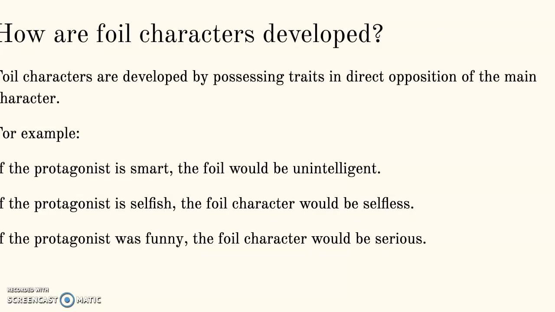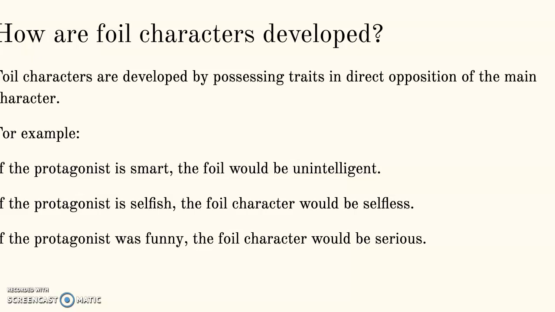So how do we develop foil characters as a writer? Well, foil characters are developed by possessing traits that are in direct opposition of the main character. So, in other words, we think about what is the essence of the main character and their motivation, their perspective, their ideas, thoughts, feelings, and then what's the opposite or what's different about this other character?